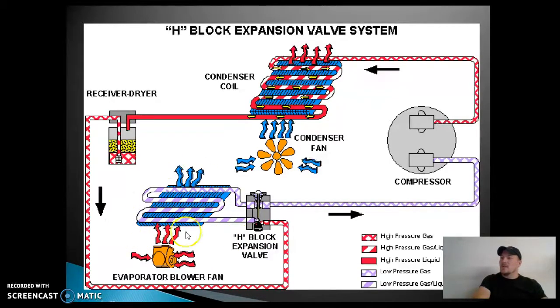Now the evaporator here is located inside the cab or just on the outside of the cab, something along those lines. And the air that is pushed through it is usually cab air. It could be cab air or it could be outside air, depending on what you have your knobs on your AC system set at, which is kind of interesting.